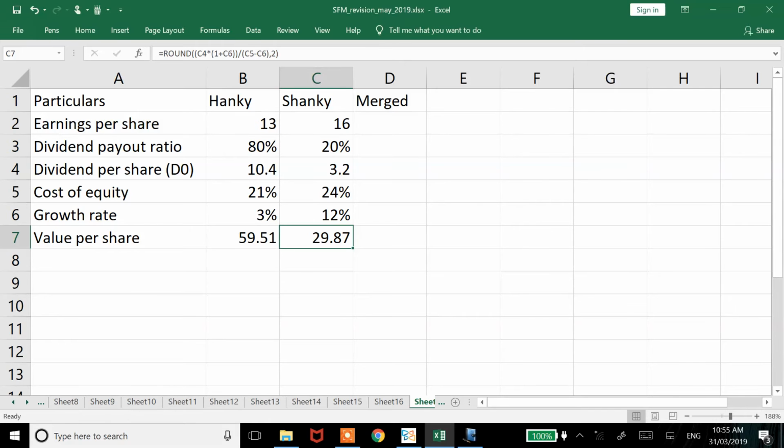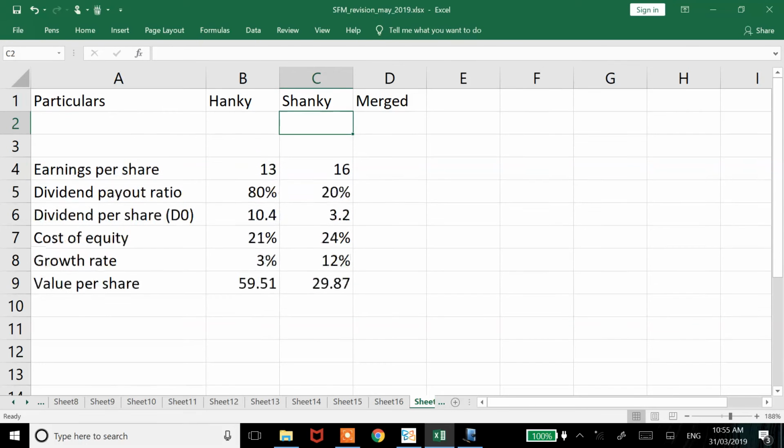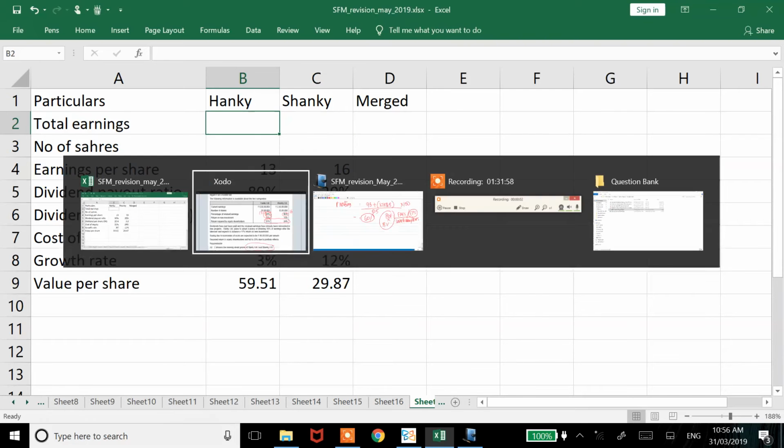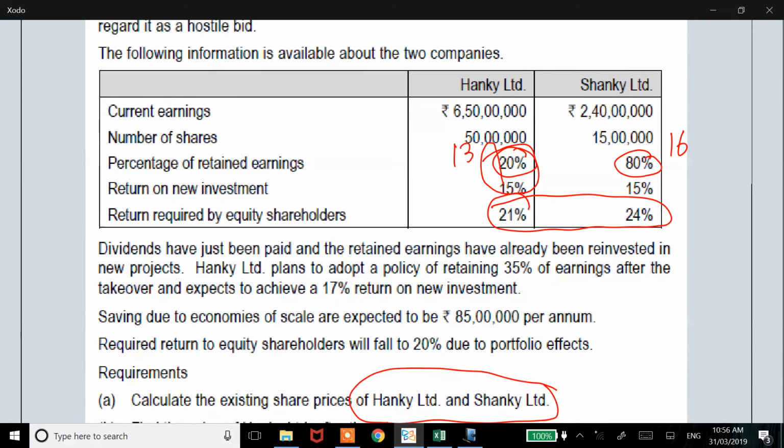Any doubts on this? Okay. Now listen, when I do a merged calculation, it happens like this. You need total earnings and number of shares. You can add the total earnings of two entities, but you cannot add the EPS of two entities and call it merged earnings, because EPS can't be added. So I'm going to get the merged valuation based on the total earnings. What are the total earnings of the first entity? 650, 240, and there is a synergy gain they mentioned.